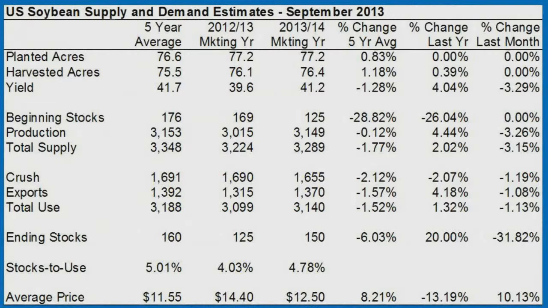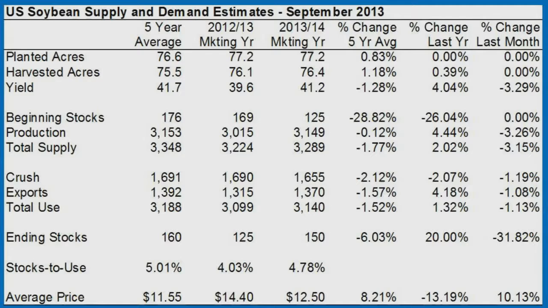So when you look here, this is an example from September 2013. They have an estimate of total supply. They'll have an estimate of domestic crush, exports, and total use. And then they'll have an estimate of ending stocks, which again, as I mentioned earlier, is a signal of how strong demand is in that marketing year relative to the amount of supplies of soybeans that we have in that marketing year.